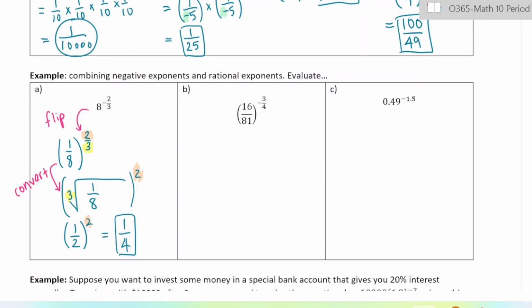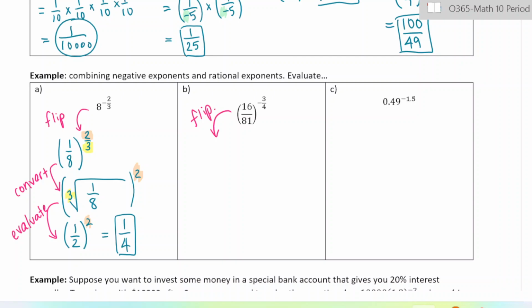So for all three of these, we're going to flip and then convert, and then I guess evaluate. Okay, so flip, convert, and then evaluate. All right, so first we'll flip to get rid of that negative exponent. And you want to flip the base.